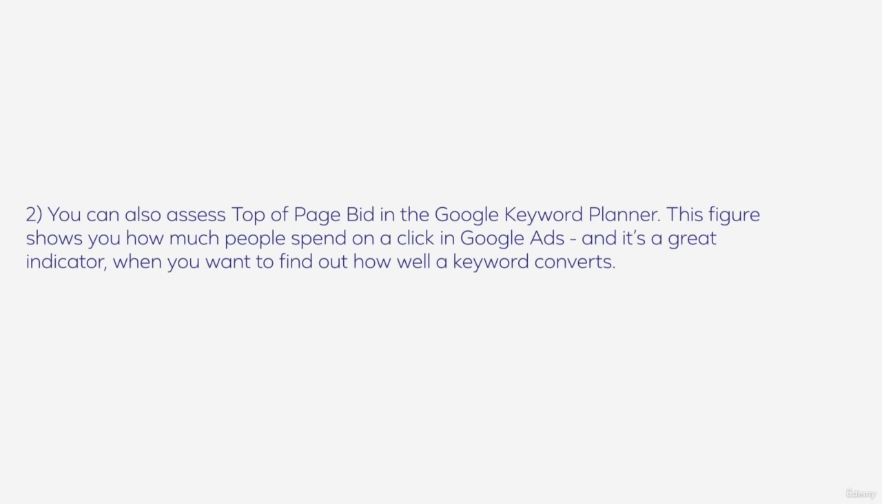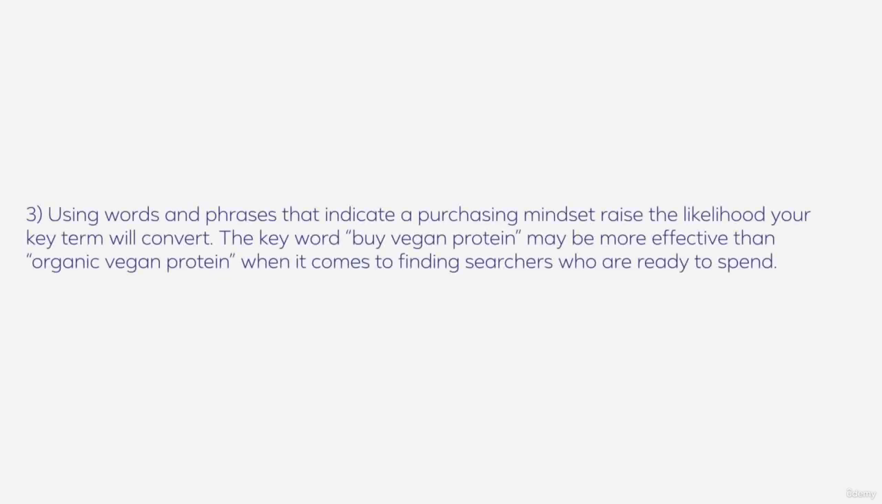2. You can also assess top-of-page bid in the Google Keyword Planner. This figure shows how much people spend on a click in Google Ads, and it's a great indicator when you want to find out how well a keyword converts. 3. Using words and phrases that indicate a purchasing mindset raises the likelihood your key term will convert. The keyword buy vegan protein may be more effective than organic vegan protein when it comes to finding searchers who are ready to spend.